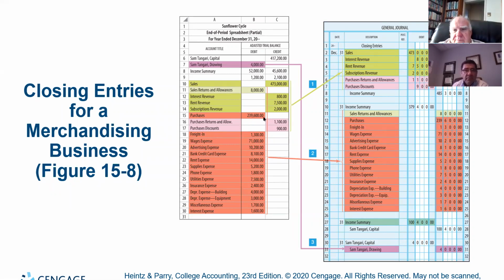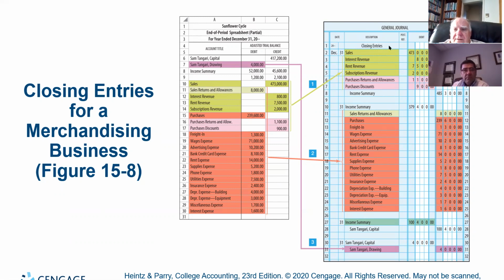Closing entries for merchandise business. Closing entries. We know we close everything on the income statement. The only difference is when we close the inventory, we're going to have to write 2 journal entries. So the best way to do this, and this is a review now from chapter 6, is in 4 steps, like the book said back then.